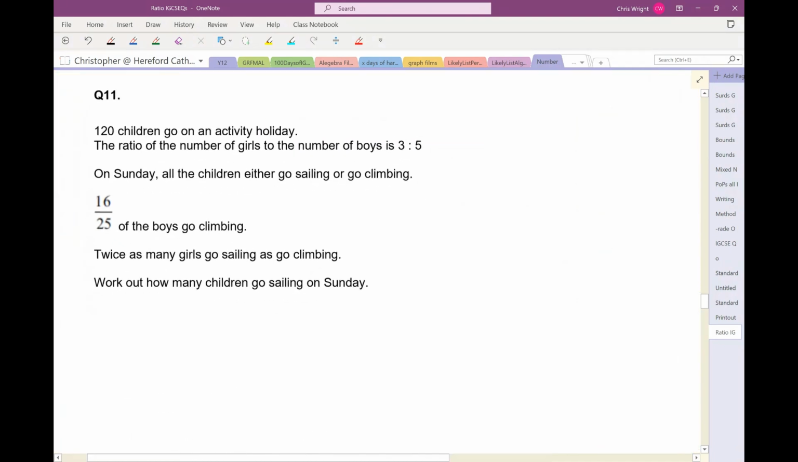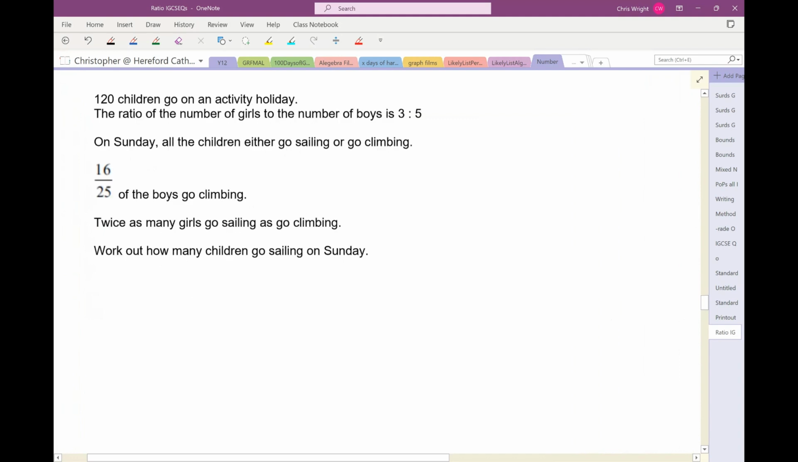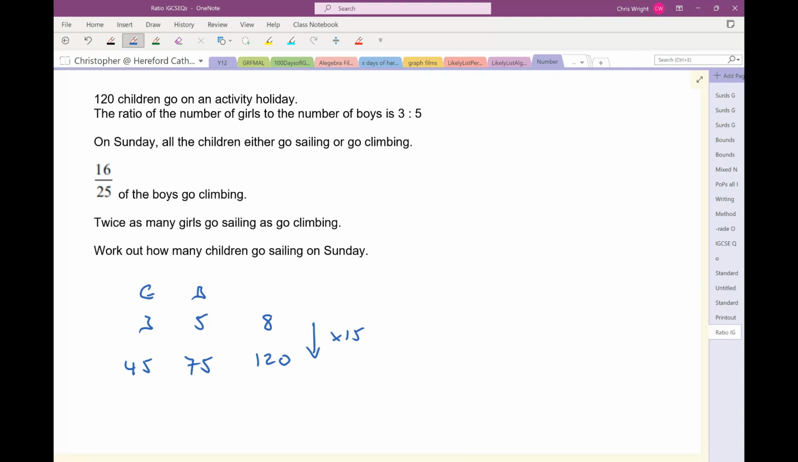120 children go on an activity holiday. The ratio of girls to boys is 3 to 5. Girls to boys, 3 to 5 makes a total of 8, but I've got 120 children. So that's times by 15, so there must be 45 girls, and 5 times 15, 75 boys. On Sunday, all the children go either sailing or climbing.